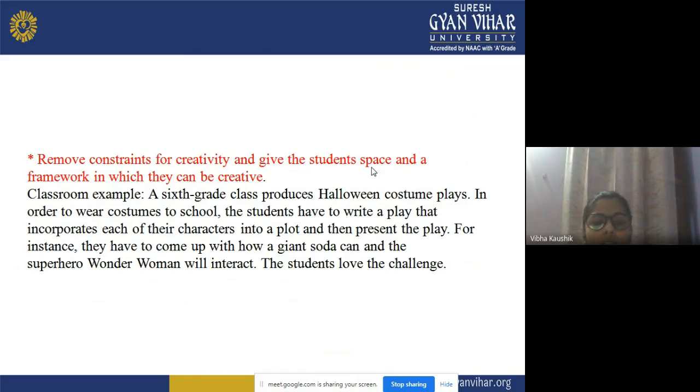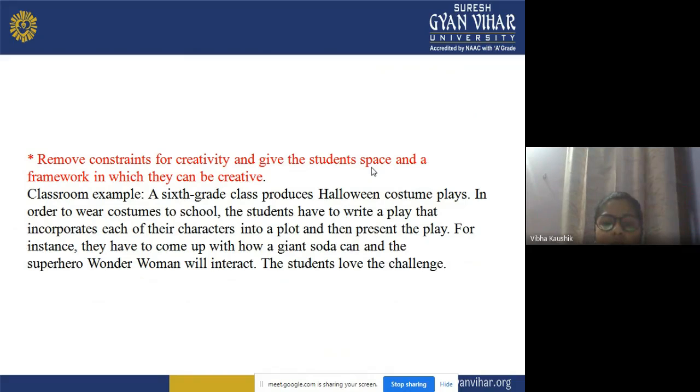Classroom example: a sixth grade class produces Halloween costume plays. In order to wear costumes to school, the students have to write a play that incorporates each of their characters into a plot and then present the play. Now, this type of play a teacher can organize in a school. The teacher will ask the students to wear costumes to school, which means they will come to the school wearing the character they like.